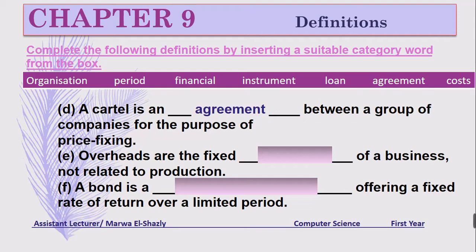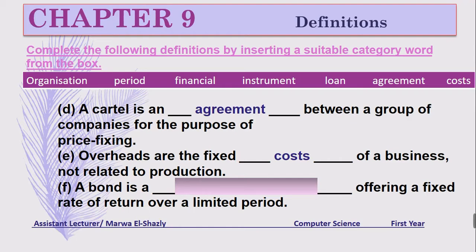تمام. E: Overheads are the fixed costs of a business not related to production. Yes, it's fixed costs of a business not related to production، يعني مصاريف مش مرتبطة بعملية الإنتاج. بنسميها مصاريف عامة أو نفقات غير مباشرة. تمام, overheads. طيب next one.